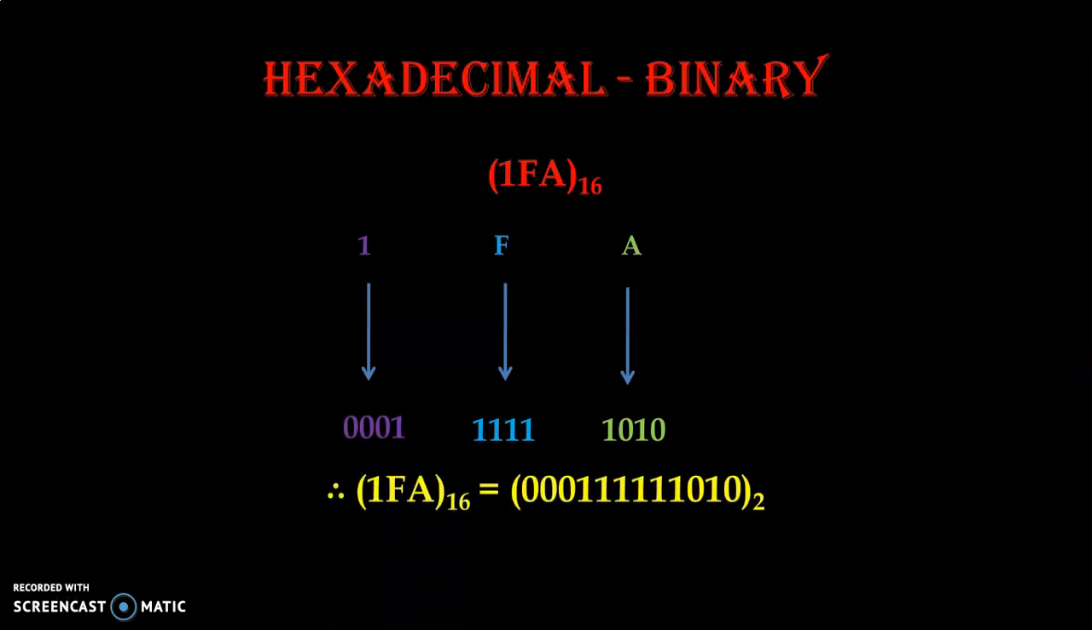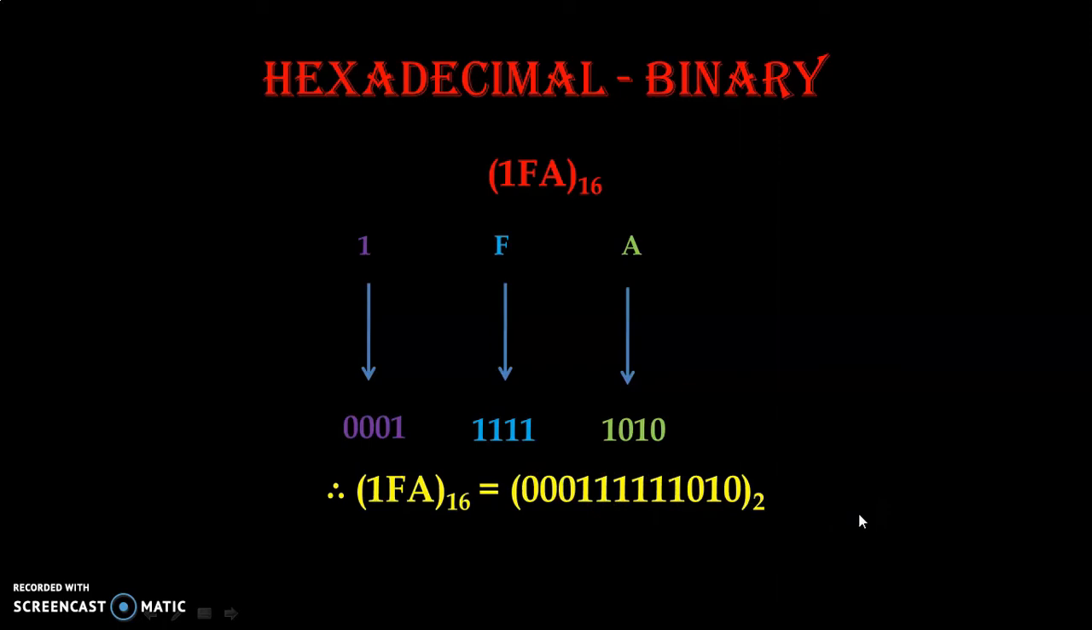Now the next stage is very simple. We have to club all the binary values together. Most significant bit first, that is 0001, then 1111, and at last 1010. In a similar way, we have written it at this stage.